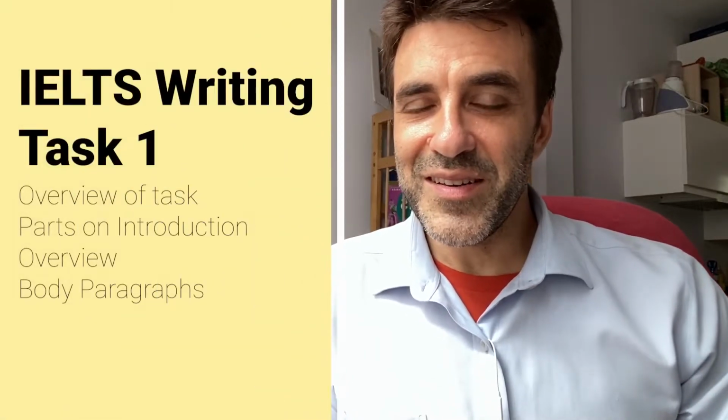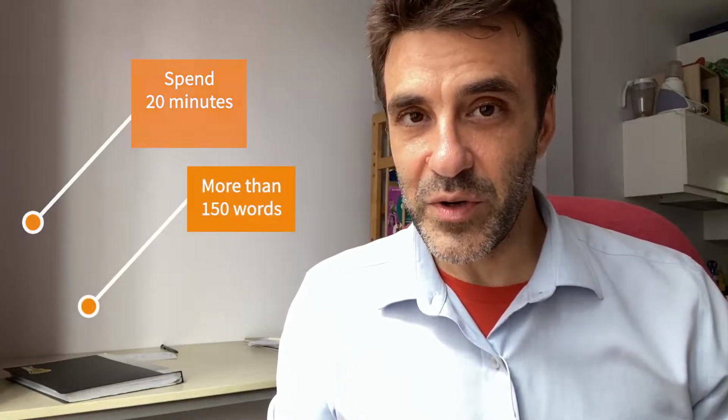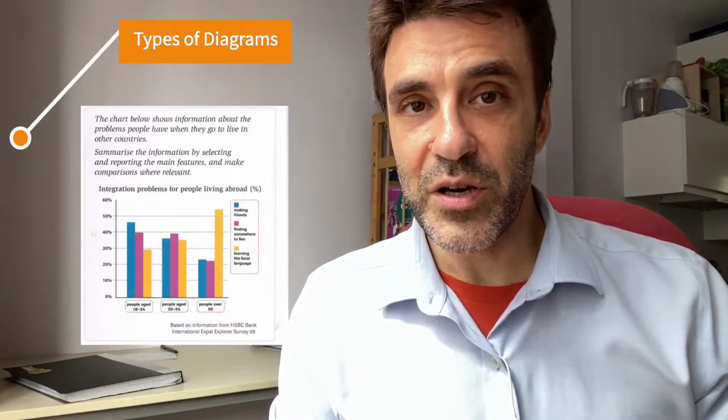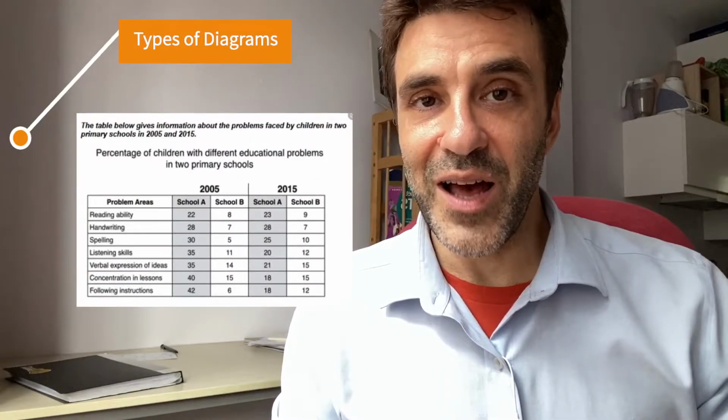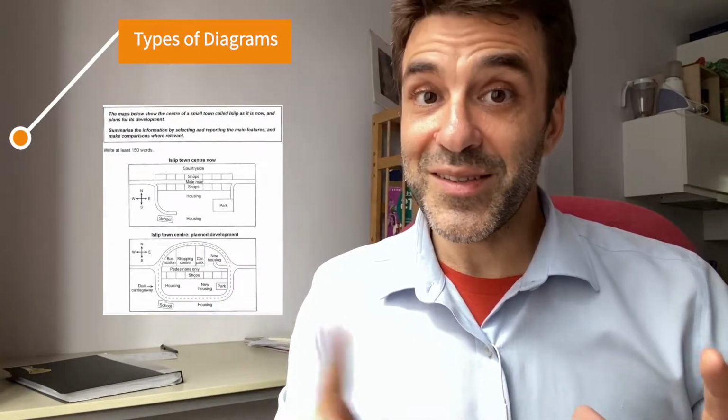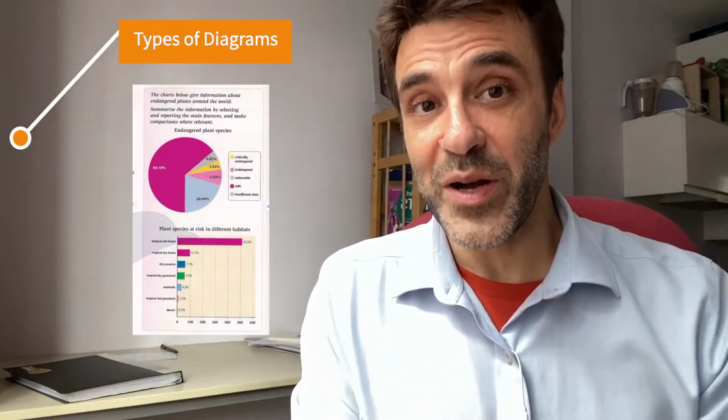Hello everyone. Today I would like to give a little review about IELTS Writing Task 1. Here you need to write a short report. You will have 20 minutes to write at least 150 words about a diagram. These diagrams include 7 different types, which include bar charts, tables, line graphs, pie charts, maps, processes, or sometimes you'll see 2 charts together and you need to write about those.